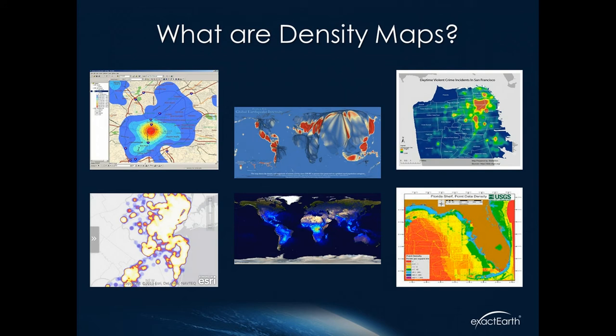So first, let's get a bit of background on what density maps are and what they're used for. Mapping density shows you the concentration of features per area, and they're useful for showing general patterns. Density maps can be used to portray all sorts of world data, including population, natural disasters, or even crime incidents, all shown above. These maps are a quick visualization of data to make sense of it all in an easy way.